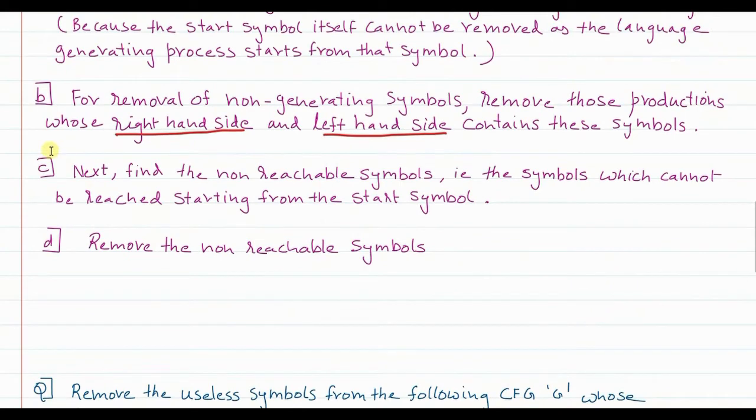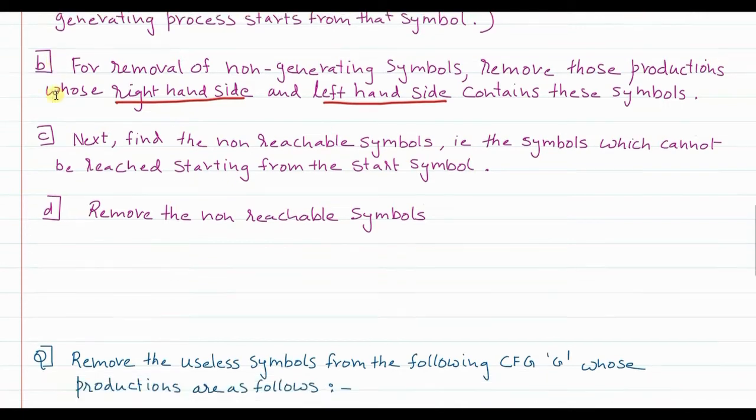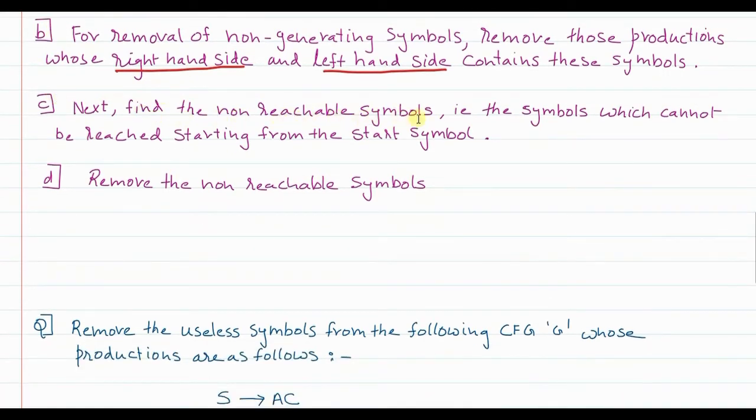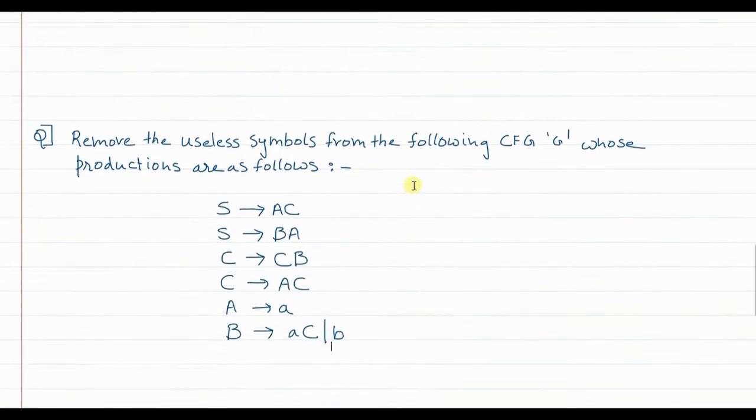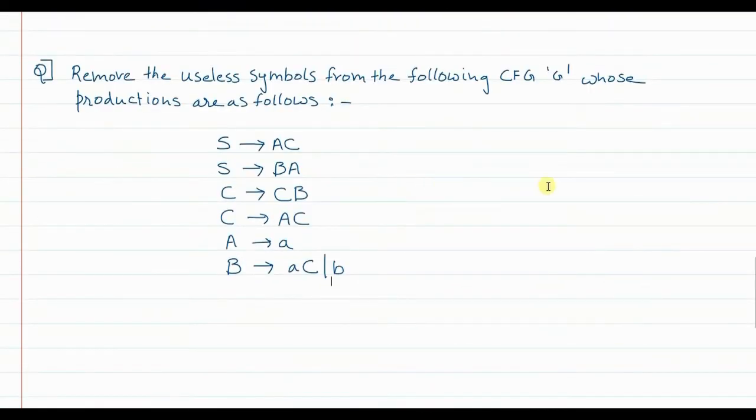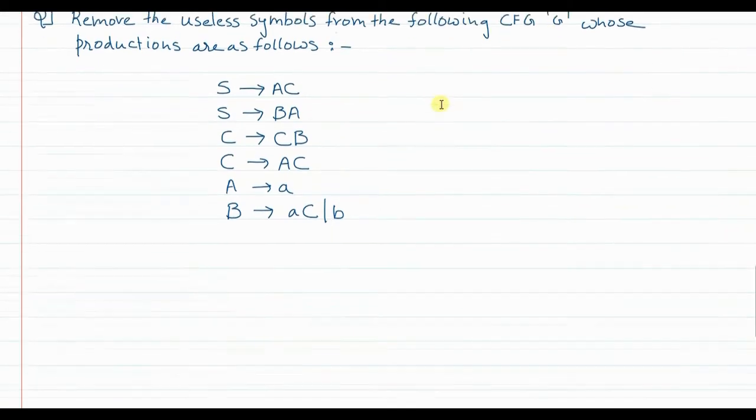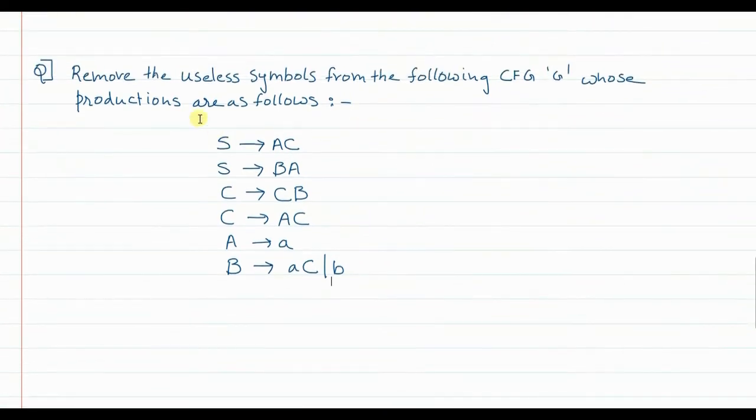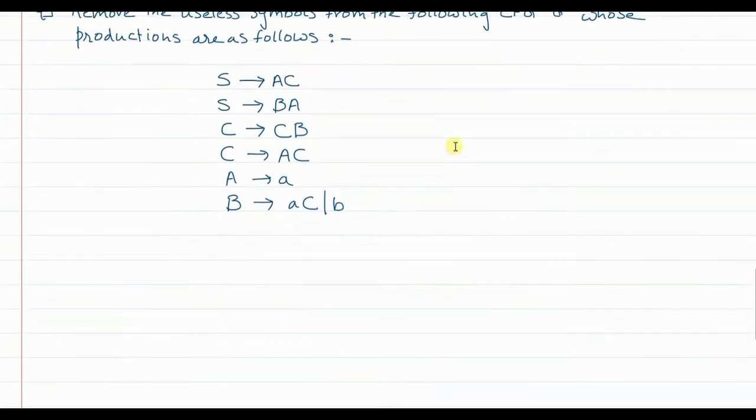Third step, after step B, all the non-generating symbols would have been removed from the grammar. Next you go for finding the non-reachable symbols. What are non-reachable symbols? The symbols which cannot be reached starting from the start symbol. They are all non-reachable symbols. And step D involves removal of non-reachable symbols. All this we will do with the help of an example. There is a context-free grammar G whose productions are given as follows. We need to remove all the useless symbols. We are going to follow the steps that we have just seen, and we are going to solve this.